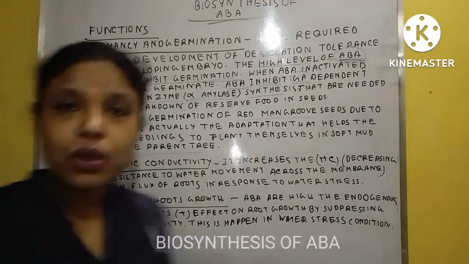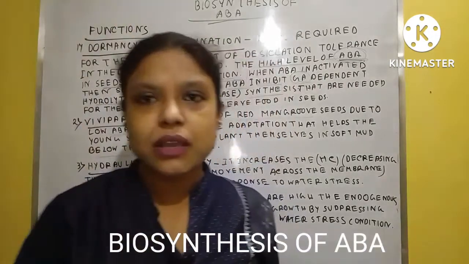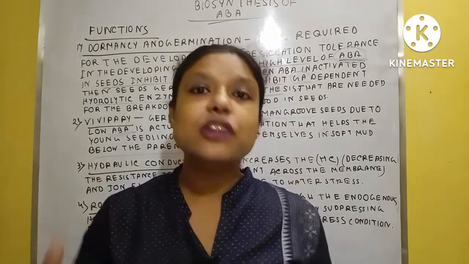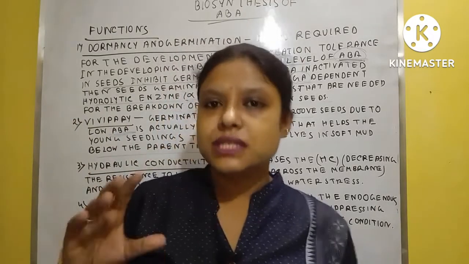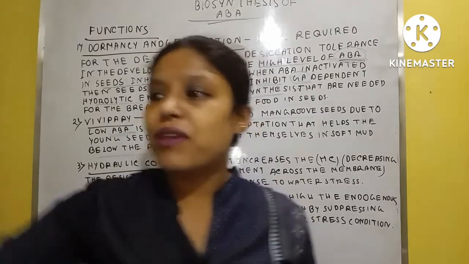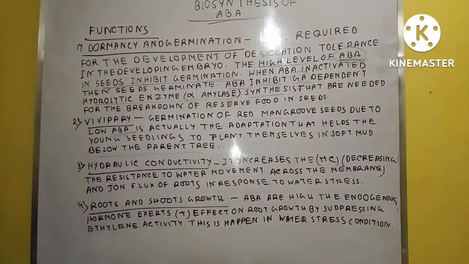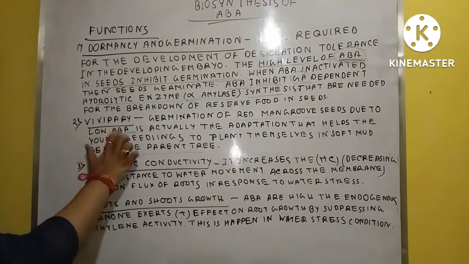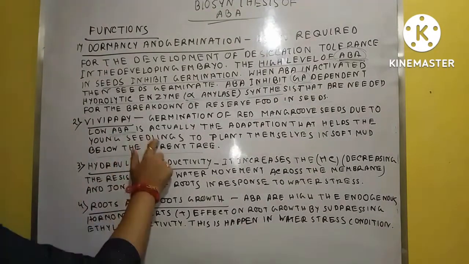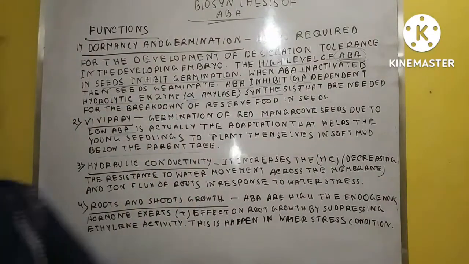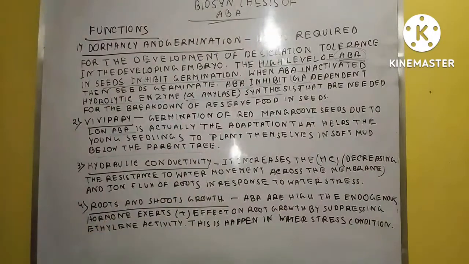We all know that where the parent tree remains, the seedlings after germination cannot grow there. That's why seedlings usually grow far away from the parent tree. But in the case of red mangrove seeds, they gain this adaptive feature due to low ABA. The seedlings can easily grow in the soft mud just below or near the parent tree. This is the actual ability. Second one, this is vivipary.